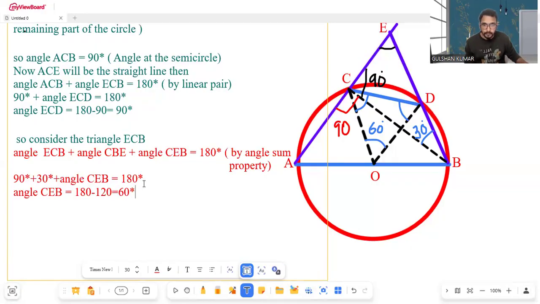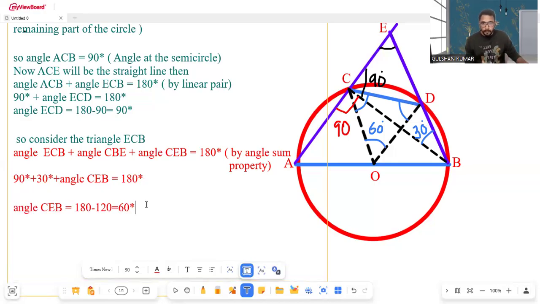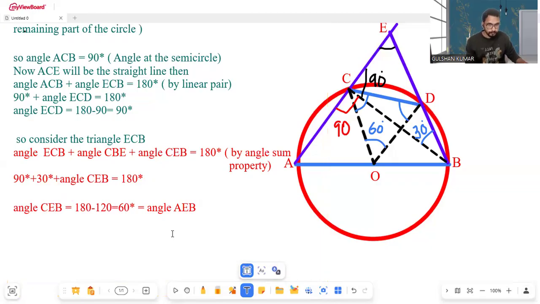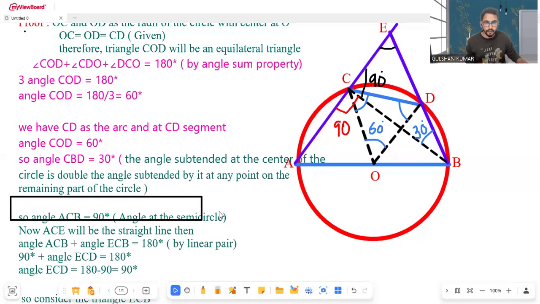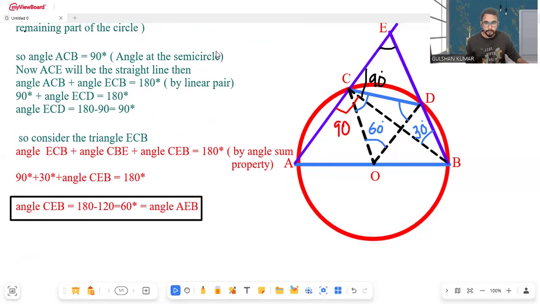Hence, it is clear that this will be equal to angle AEC. Here we have proved, guys, that this will be the angle. This will be the 60-degree angle.